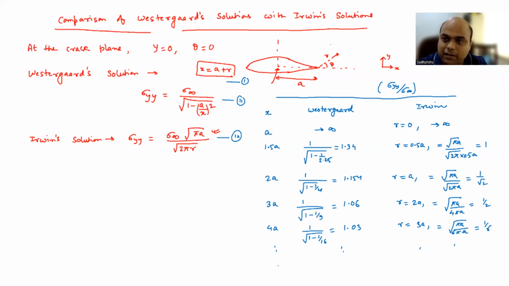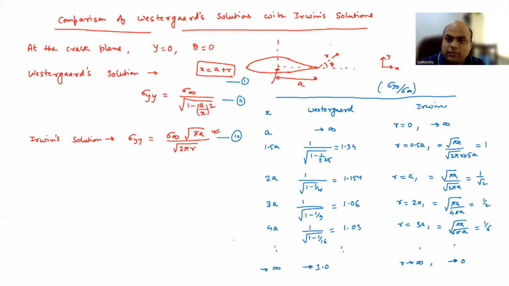So very far away from the crack tip. Let's say x tends to infinity. So sigma yy will become equal to sigma infinity, if you see equation number 2, right? So this will tend to 1.0. And if s tends to infinity, r will also tend to infinity, right? And if that is the case, sigma yy by sigma infinity becomes equal to 0. This value tends to 0.